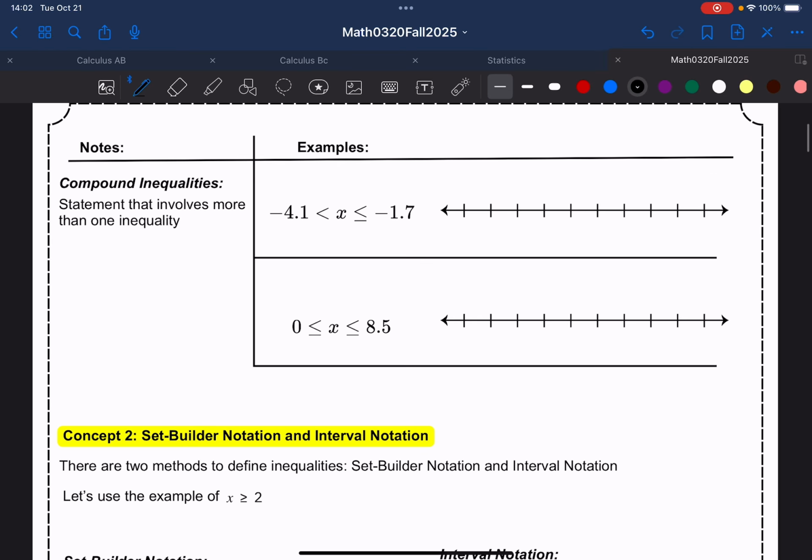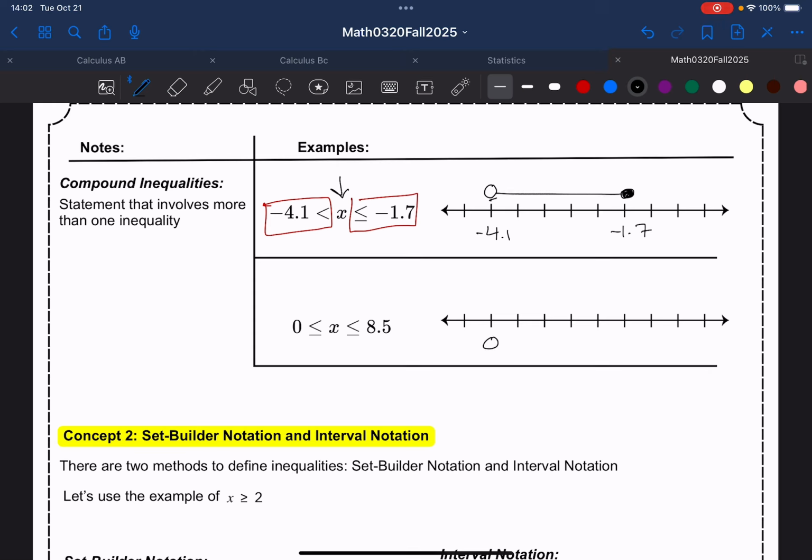Now we're going to look at compound inequalities. Compound inequalities involve more than one inequality. Notice in here we have two numbers. We have -4.1 and -1.7, and we have x in between those values. Well, the inequality that is next to each of the numbers is going to determine if we're going to put a closed or open dot. So above -4.1, we're going to put an open dot because that is just less than. And then above -1.7, we're going to put a closed dot because that's less than or equal to. And since x is between those values, I'm just going to connect the lines between.